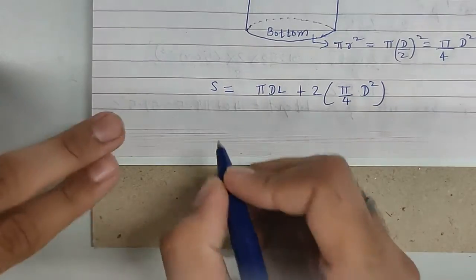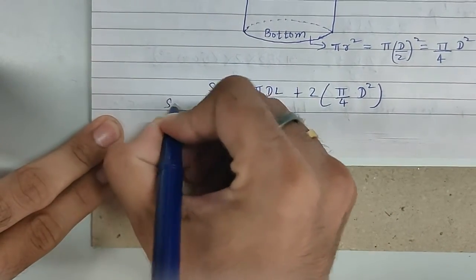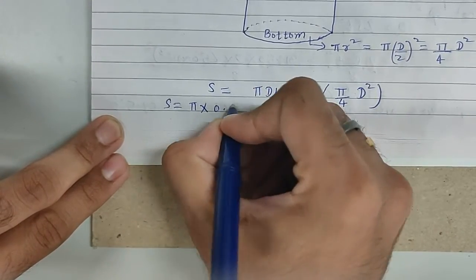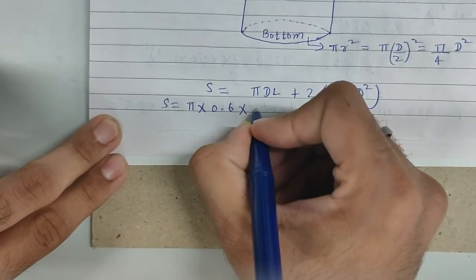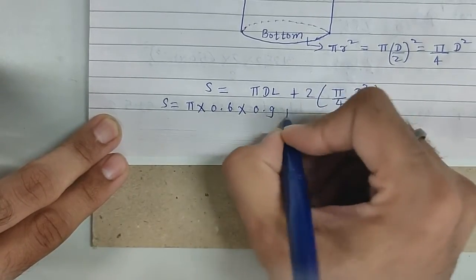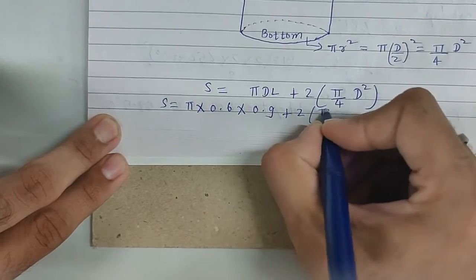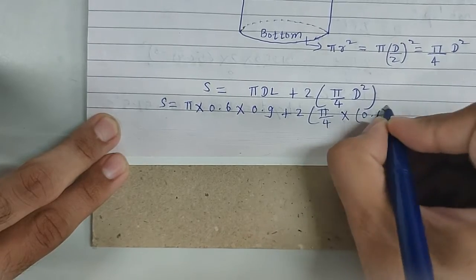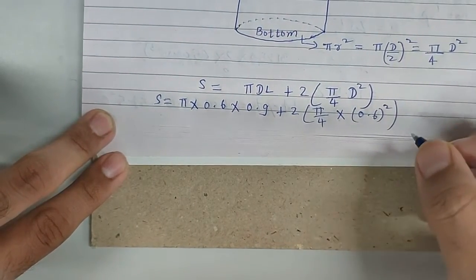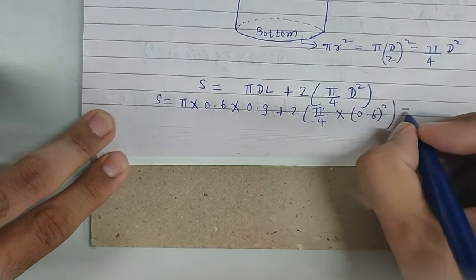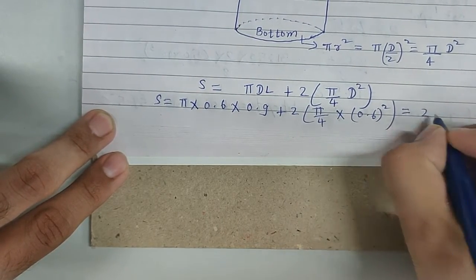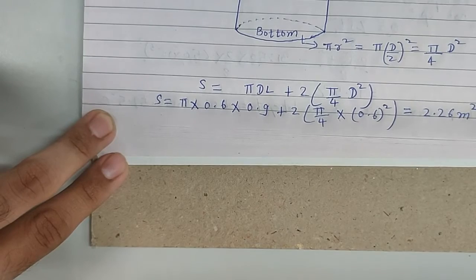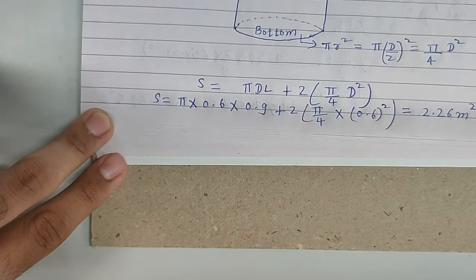Further substituting the value, we get S is equal to pi multiplied by the diameter, 0.6, multiplied by the length, 0.9, plus 2 into pi by 4 multiplied by 0.6 whole square. So on solving this entire equation, you'll get this value as 2.26 meters square. So 2.26 meters square is the dissipating surface.